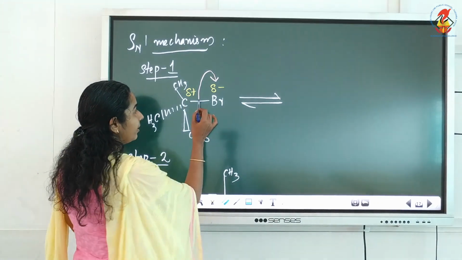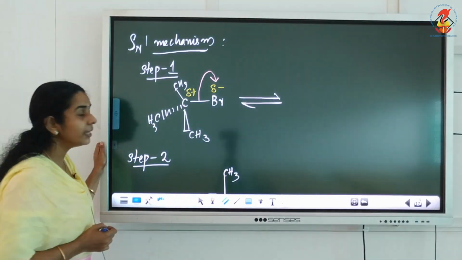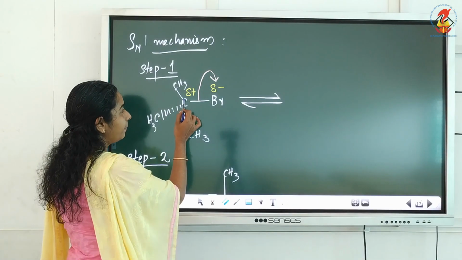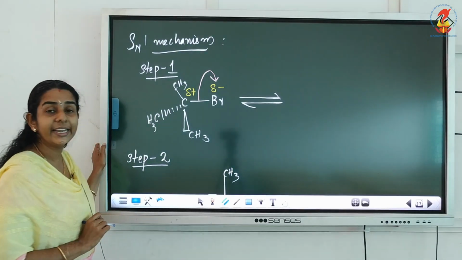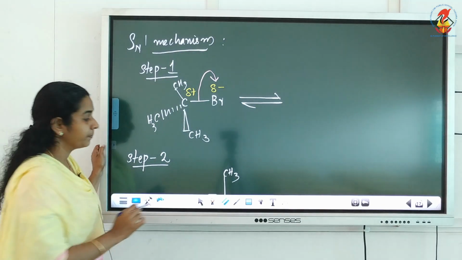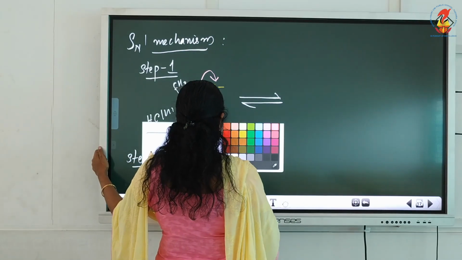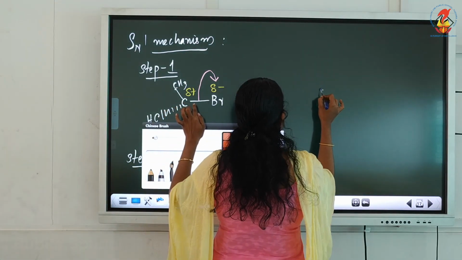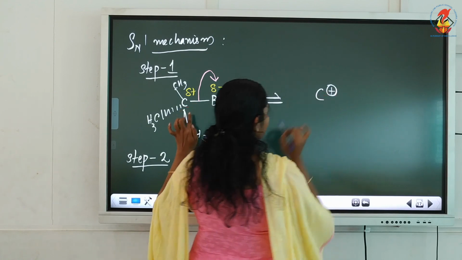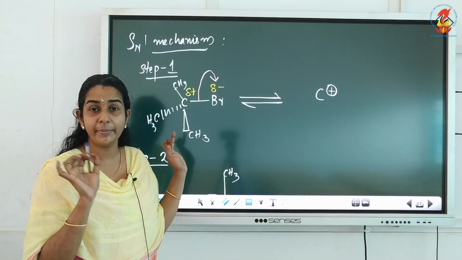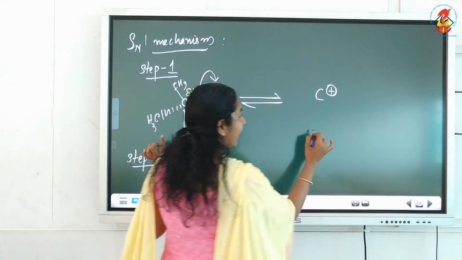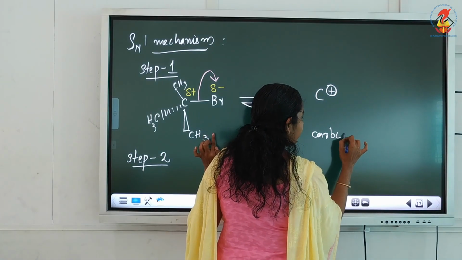So, when Br goes with the bond pair of electrons, what happens to this carbon? It gets a complete positive charge, isn't it? So, how can we represent it? This carbon gets a complete positive charge, and a carbon carrying a positive charge is known as a carbocation, which is formed.